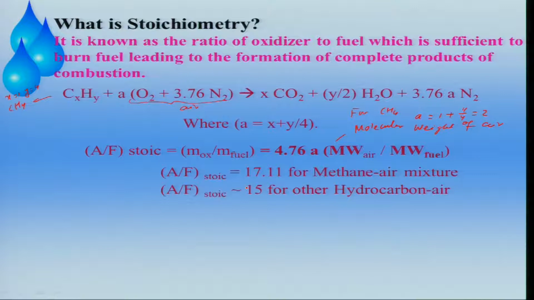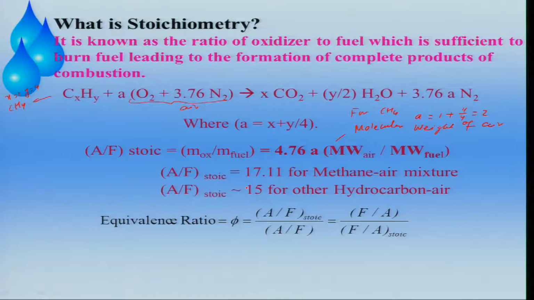So, now we need to define how far this air-fuel ratio differs from the stoichiometric, because stoichiometric is the ideal or theoretical air-fuel ratio required for complete combustion. Therefore, I need to define an equivalence ratio, that is basically the ratio of air-fuel stoichiometric divided by air-fuel. In other words, fuel-air divided by fuel-air stoichiometric. It can be lean mixtures, it can be rich mixtures.